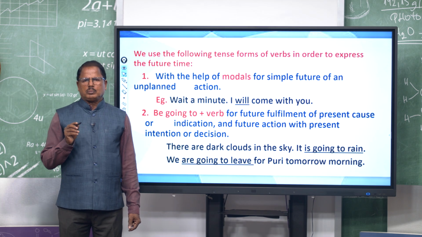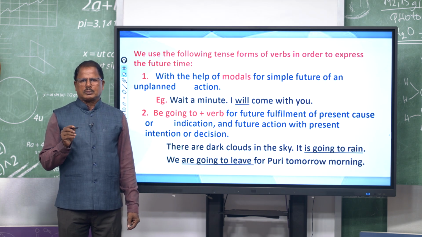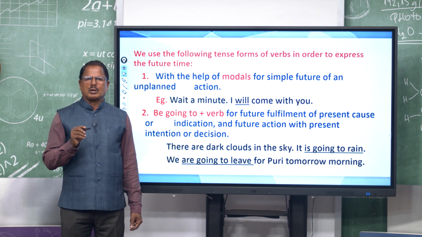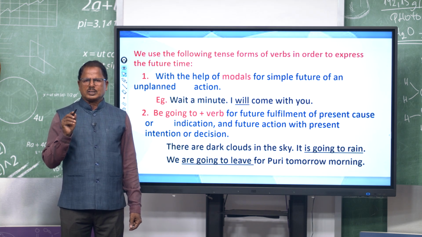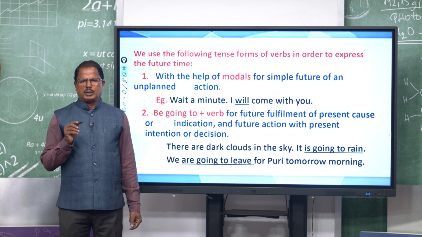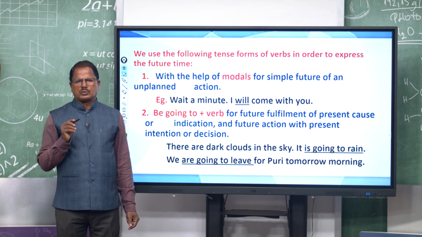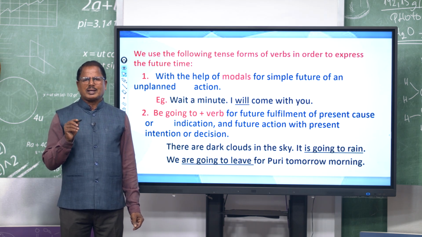So, the first form, modals: wait a minute, I will come with you, will. Just look at the underlined words. We use the following tense forms of verbs in order to express the future. First, modals, will, right. Be going to plus verb, for future fulfillment of a present cause, an indication, and future action with present intention.